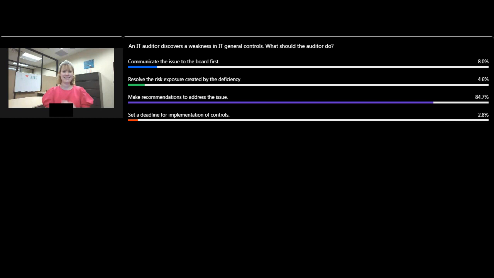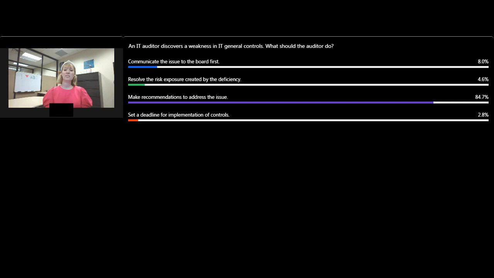Wow, fantastic job, everyone. 85% of you got this one correct. The correct answer is C, make recommendations to address the issue. So, great job. Kudos if you got this one correct. And we're going to talk through this one as well. An IT auditor discovers a weakness in IT general controls. What should the auditor do?